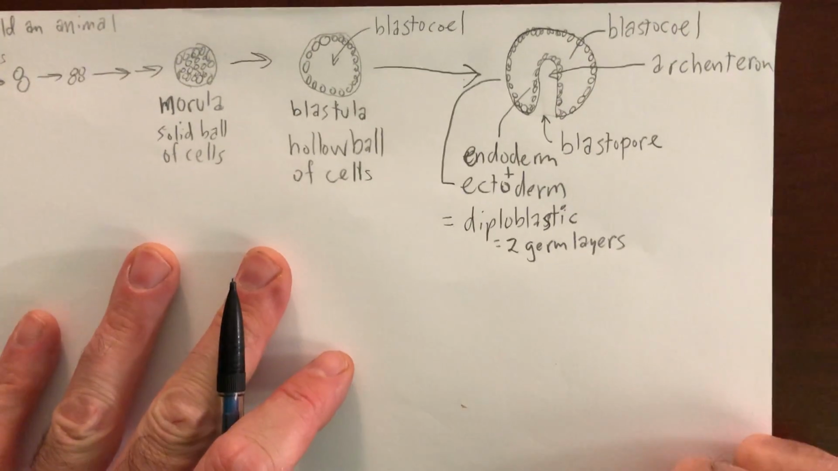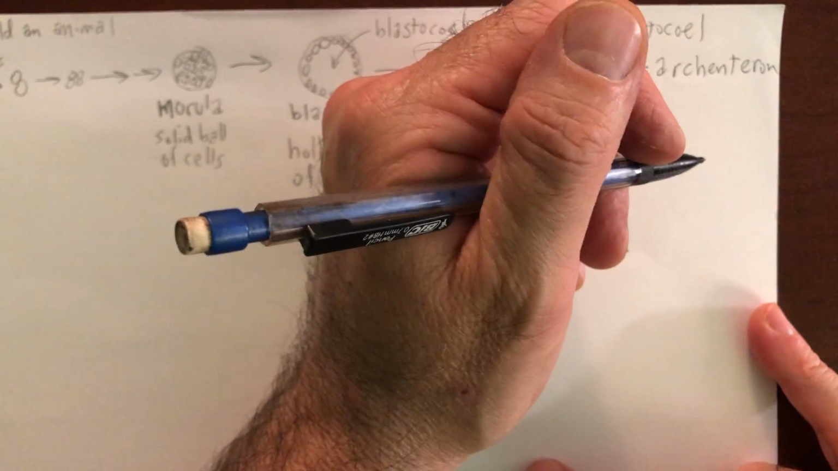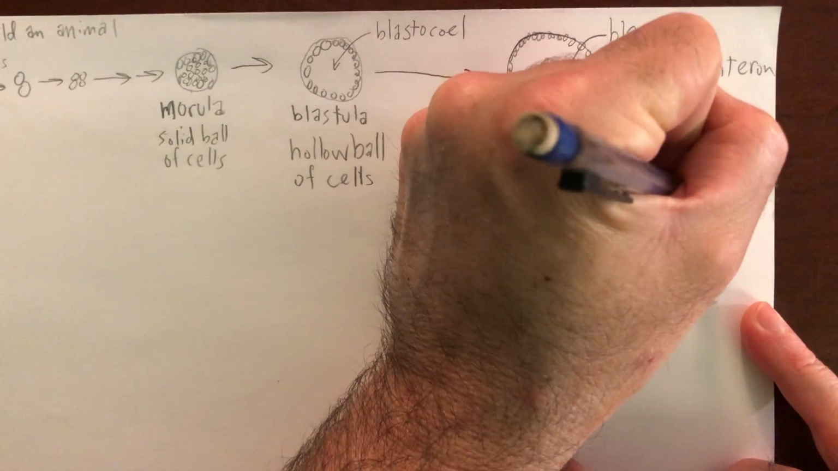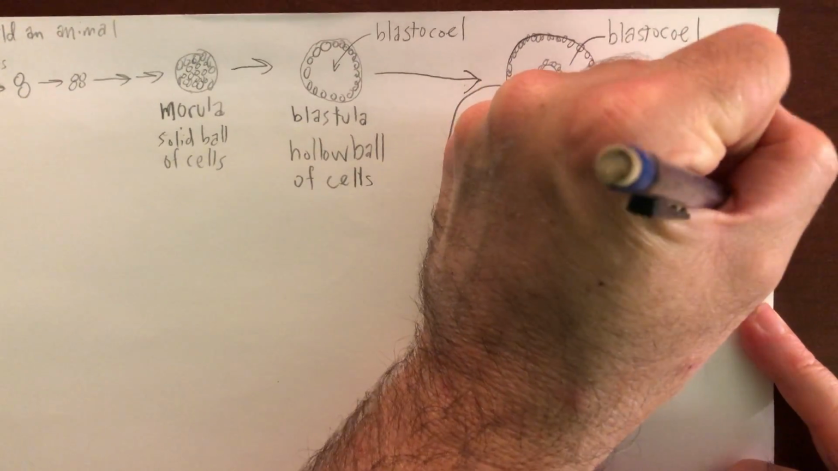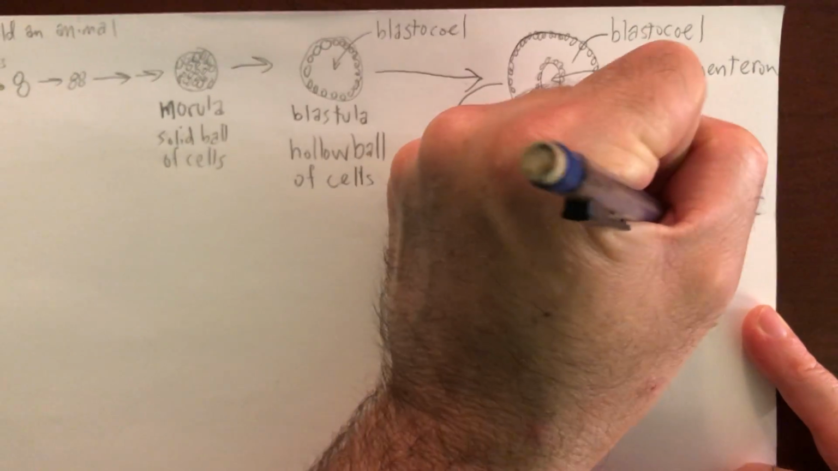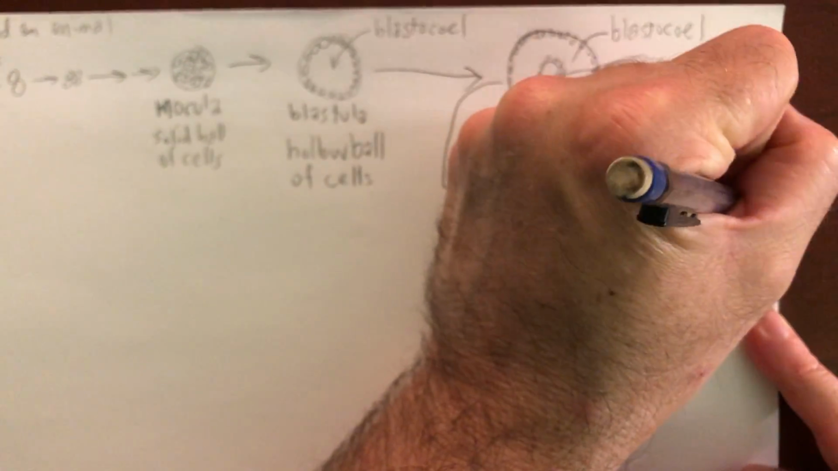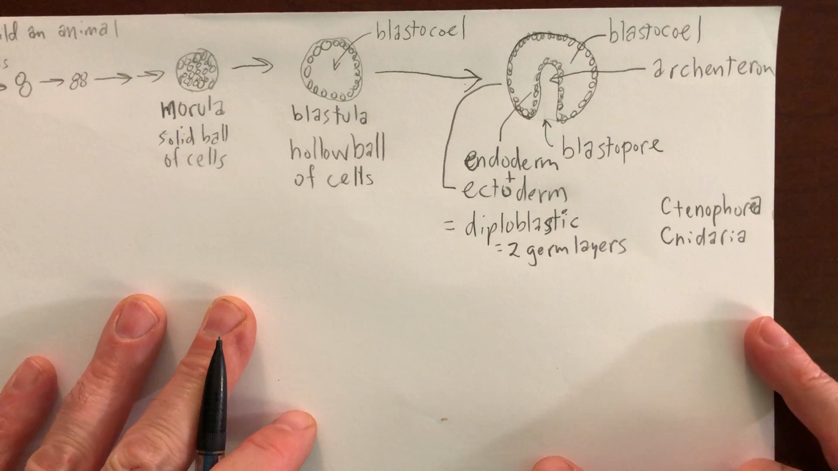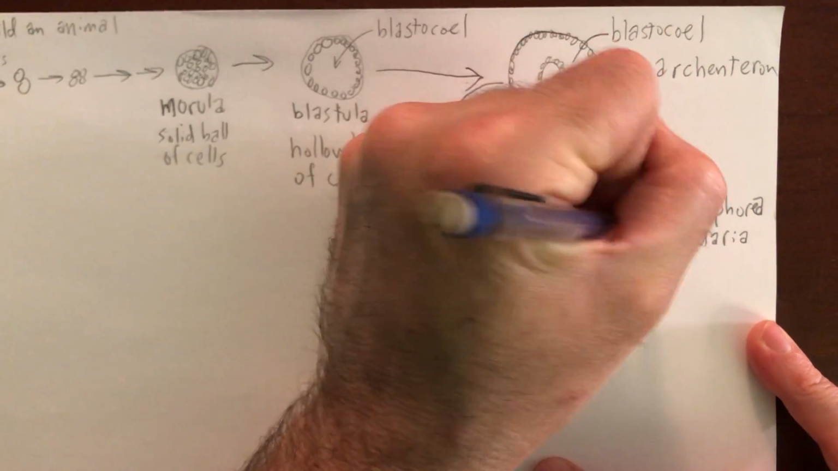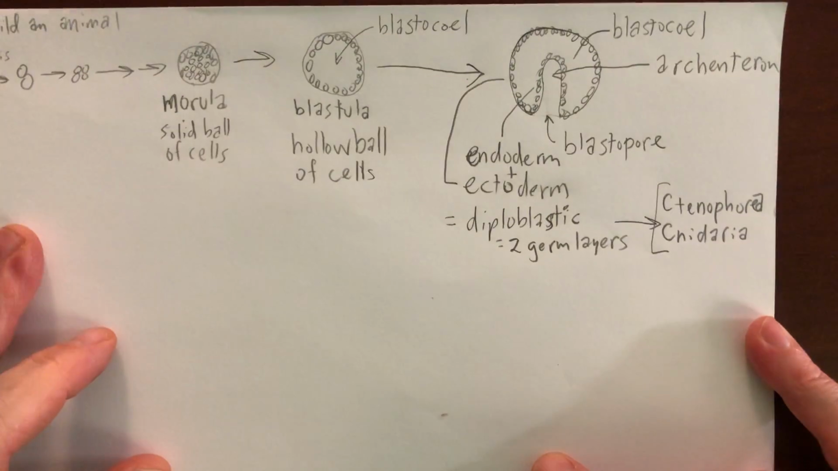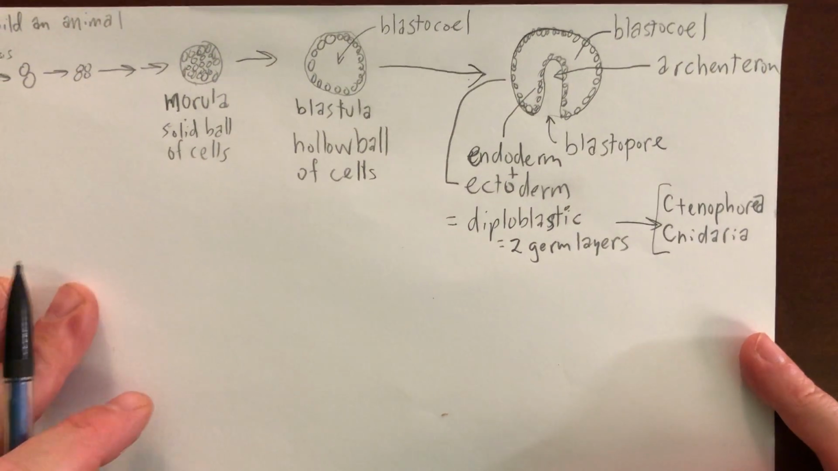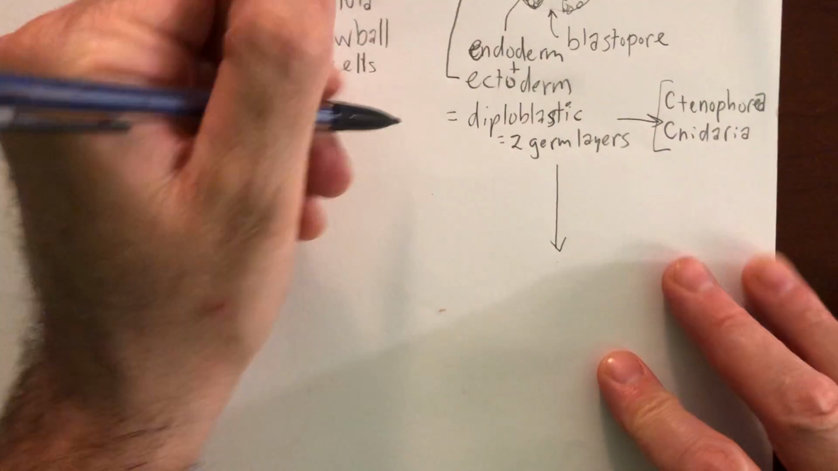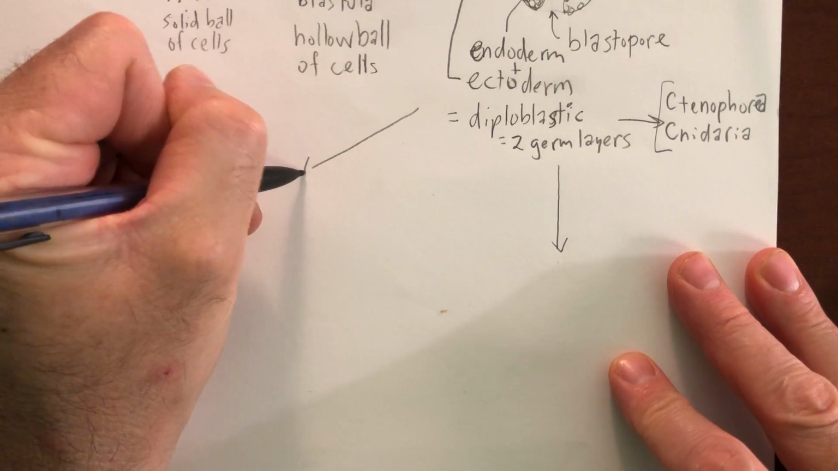Now, if we were forming one of the group formerly known as radiata, which means if we were forming a ctenophore, or if we were forming a cnidarian, call it the name of the phylum, this is where we'd stop. We would get off here, because they only have two germ layers, and that is what they develop into mature organisms from. But that's not for you and me and most other animals.